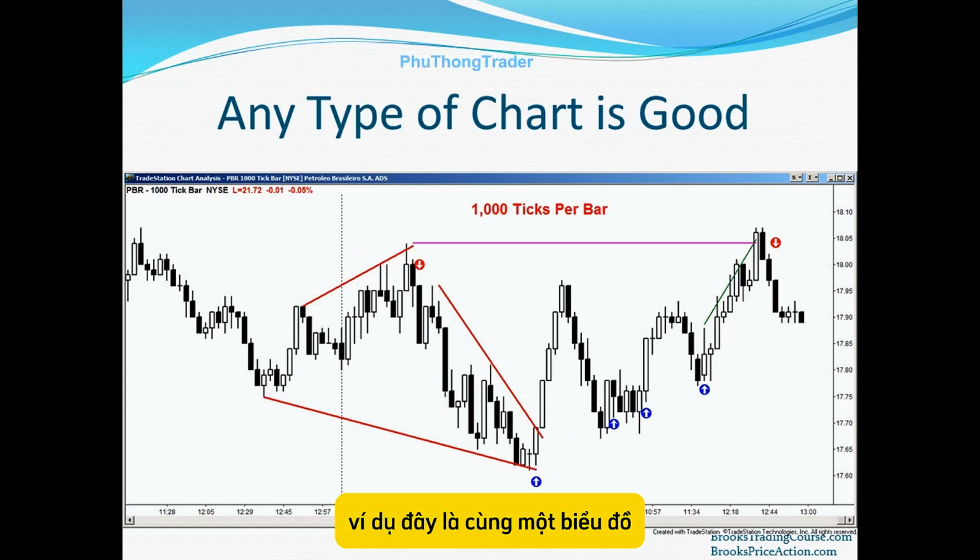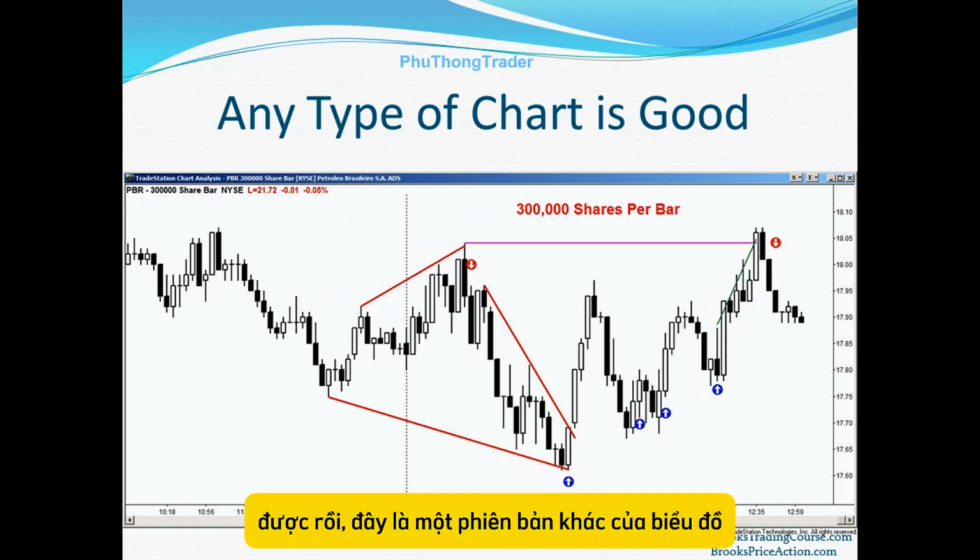For example, here's the same chart where there's 1,000 ticks per bar, and the overall shape is still the same. The price action is still the same. Okay, here's another version of the chart where there are 300,000 shares per bar. And again, the price action is the same.